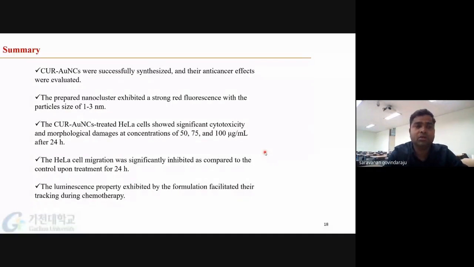So the summary of this work: the curcumin gold nano cluster was successfully synthesized and it was performed for the anti-cancer effect. The synthesized gold nano cluster's size is 1 to 3 nanometer, and the concentrations 50, 75 and 100 microgram per ml are significant concentrations for toxicity. And then the morphology changes were analyzed by the bio-AFM. Through the luminescence property exhibited, the formulation facilitated their tracking during the chemotherapy. So these are the advantages and these are the main things we performed by using the gold nano cluster here.